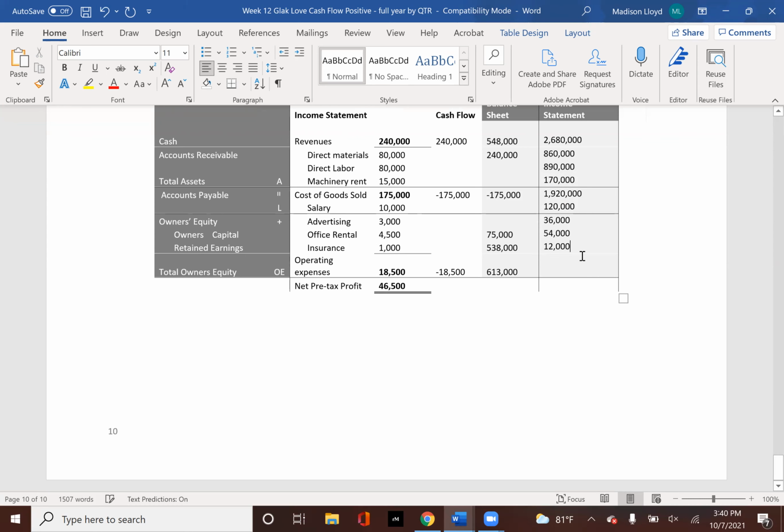Insurance 1,000 times 12, and operating expenses is going to be 18,500 times 12, $222,000. Cool. And now we come down to our profit.